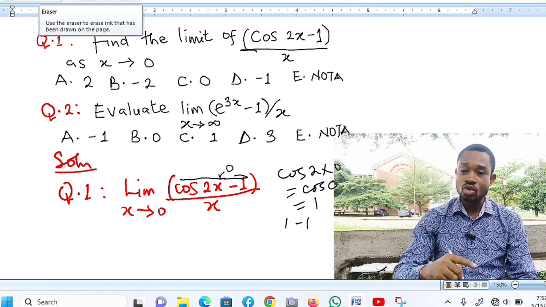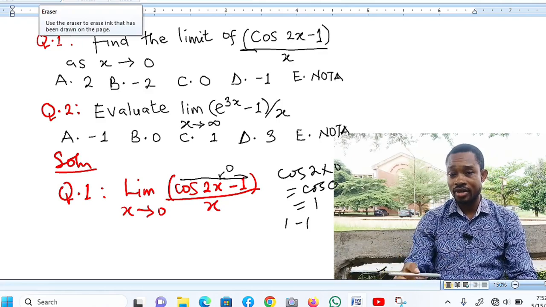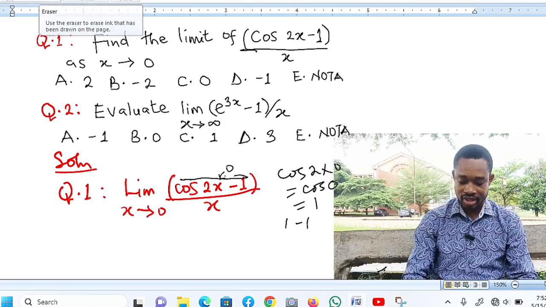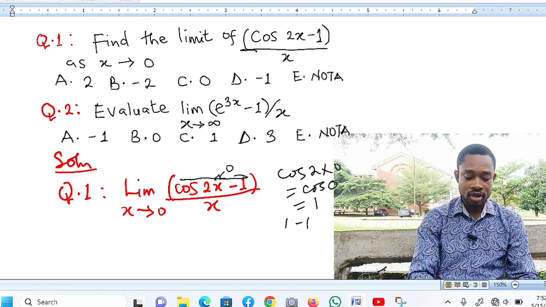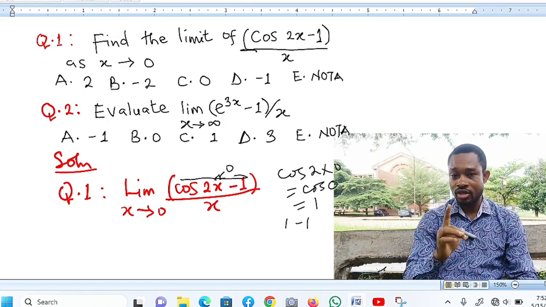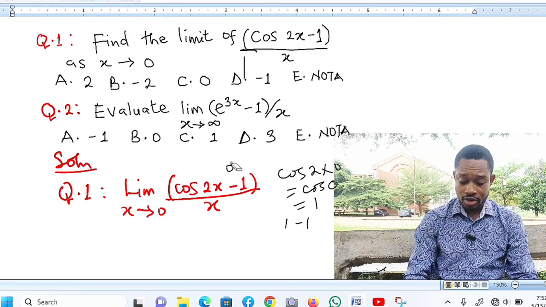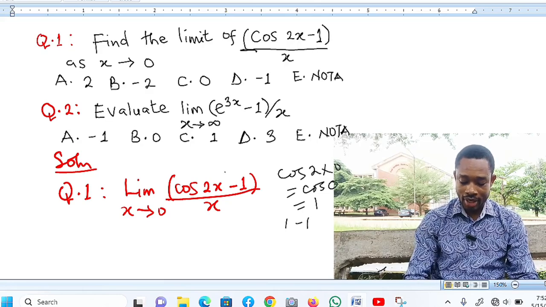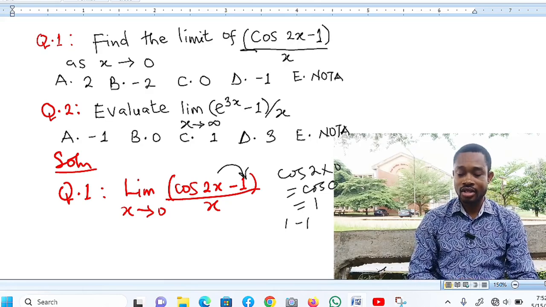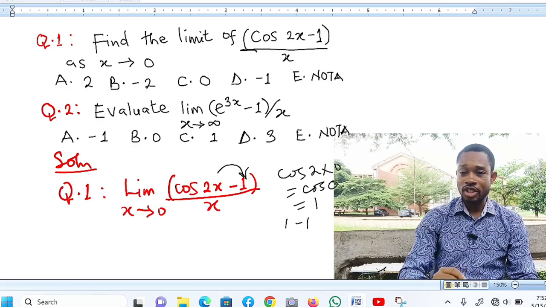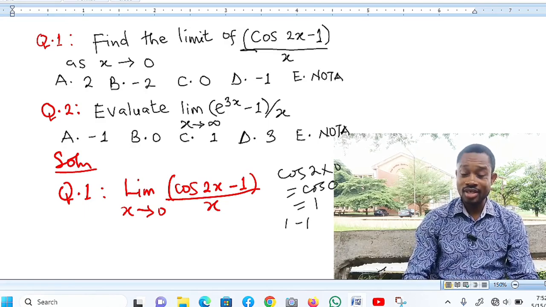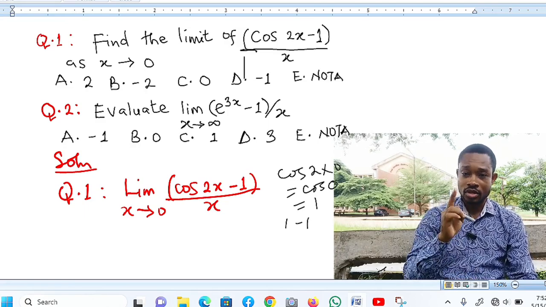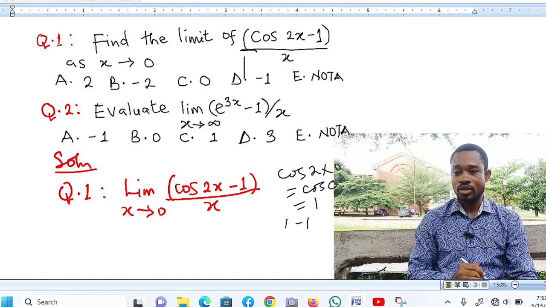Reason being that cos 2 times x, which is 2 times 0 in this case after we substitute x equal to 0, that cos 2x is going to give us cos 0. And then cos 0 is 1, like I said rightly. 1 minus this 1 is going to give us 0 in the numerator. So the whole expression in the numerator is actually 0 when you substitute x equal to 0.